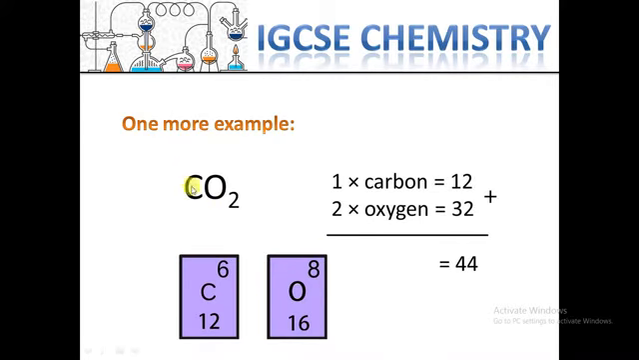So for carbon dioxide, we have one carbon, which is 12. We have two oxygen, which is 16, but 2 times 16 is 32, and the total molecular mass, the relative molecular mass, would be 44 for carbon dioxide.